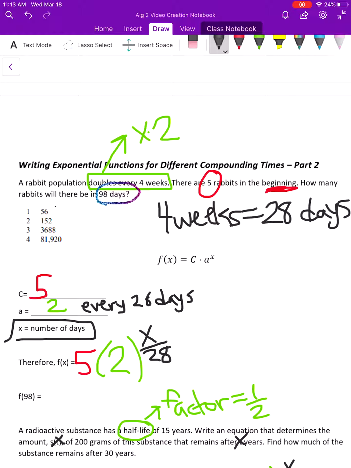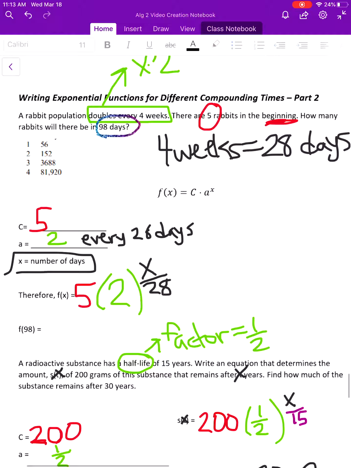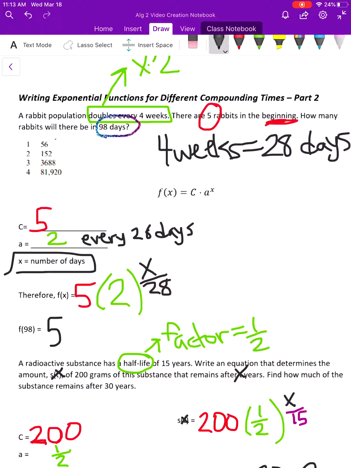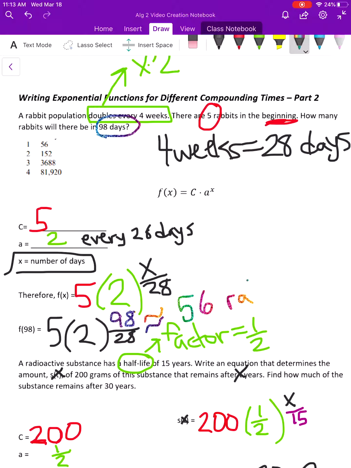And now when we want to find how many rabbits we have after 98 days, we can just plug in. So we're going to do 5 times 2, and wherever we see an x, we want to put 98, divided by 28. And we'll find that it is approximately 56 rabbits. And so for this Regents question, the answer would be 1, 56 rabbits.